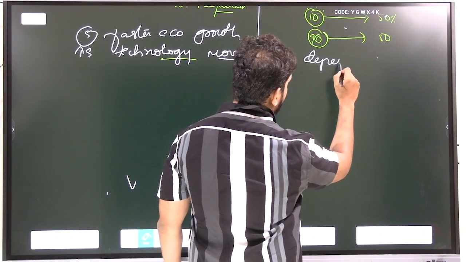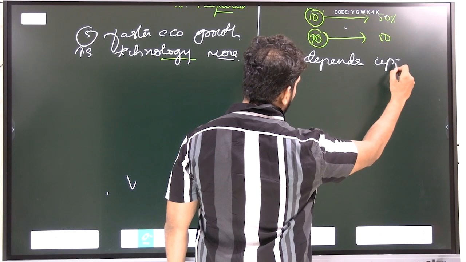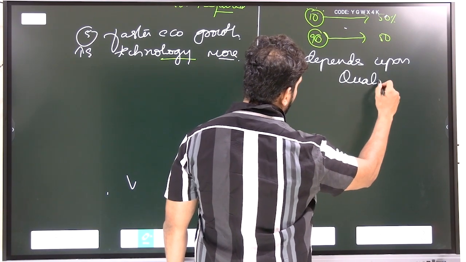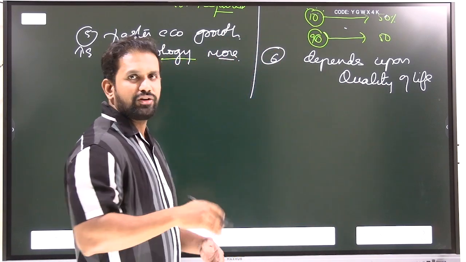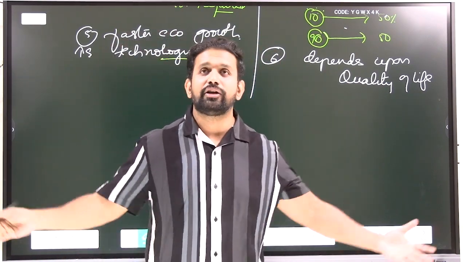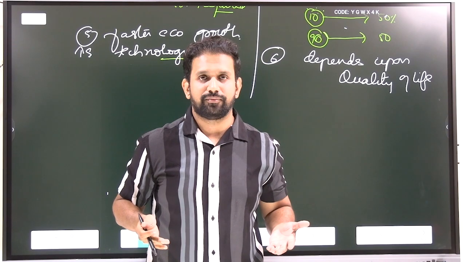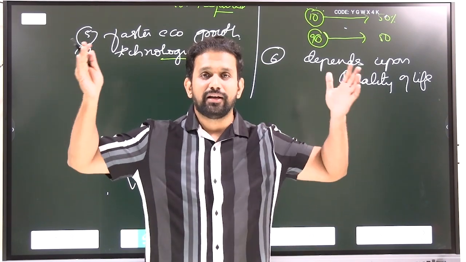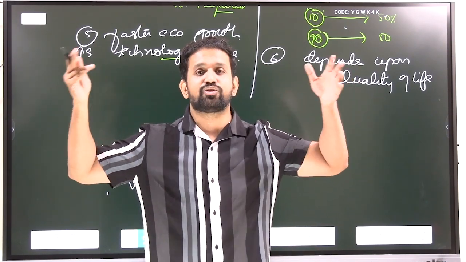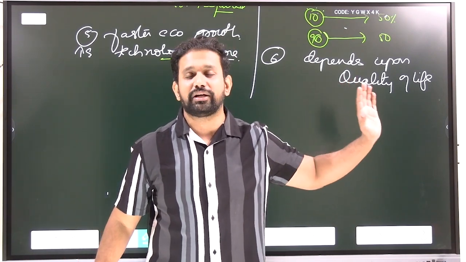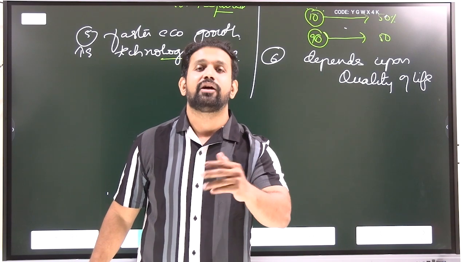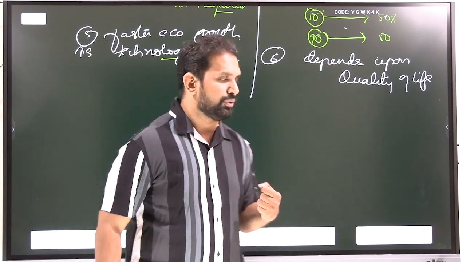Economic development depends upon quality of life. So for economic development to increase, the quality of life around us should increase. You understand that water supply, drainage system should be good, and last mile connectivity. So basically economic development depends upon what kind of quality of life is given to you.